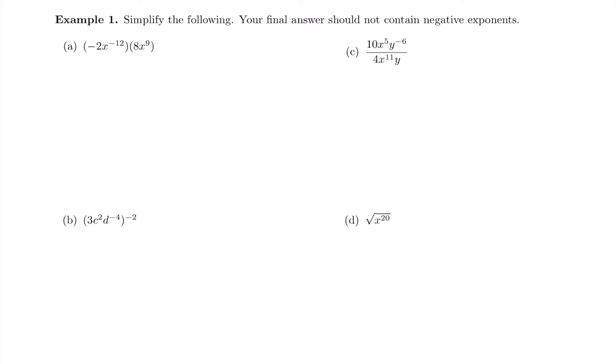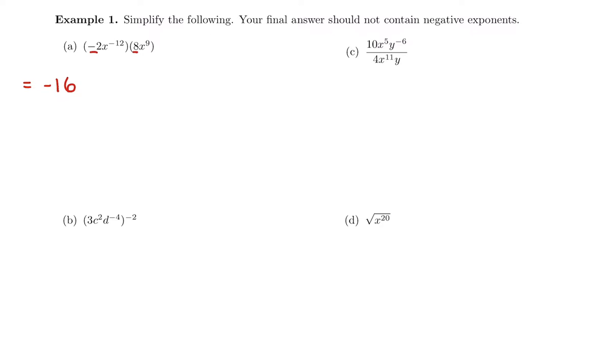In this example, we are going to be simplifying the following so that we find a final answer with no negative exponents. So we're reviewing some properties of exponents to simplify our answers. In this first part, we have negative 2 times 8. We're going to treat numbers like they're numbers. Multiplication means multiplication. Negative 2 times 8 has always been negative 16.